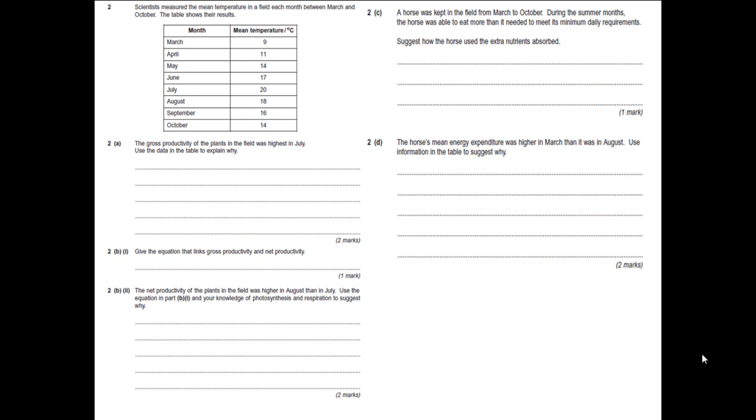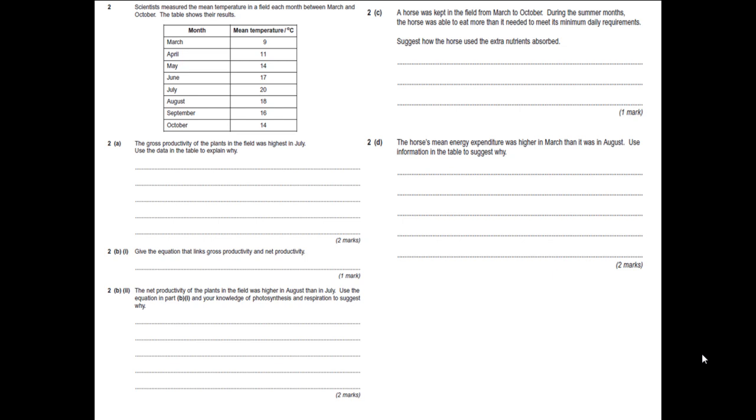So like the previous exam questions, these are all taken from the Biology Unit 4 AQA paper. I believe this one is from June 2010. The question is: scientists measured the mean temperature in a field each month between March and October. The table shows the results. The gross productivity of the plants in the field was highest in July. Use the data in the table to explain why.